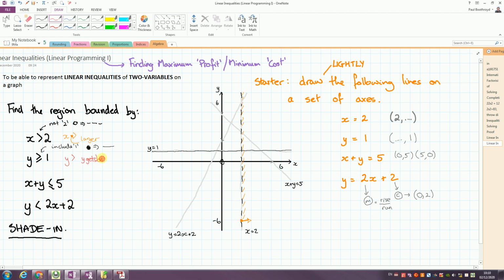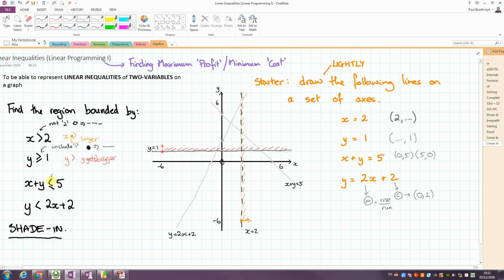Next two. You don't have to check both values, but I'm going to. First of all, it's equal, so include the line. So we want the line x plus y equals 5. Draw that in a solid line. And then have a look at the sign.